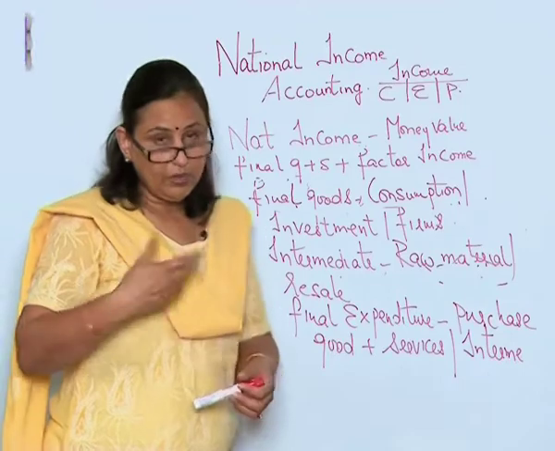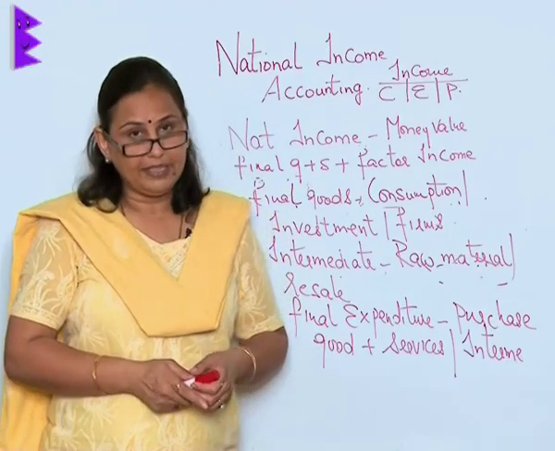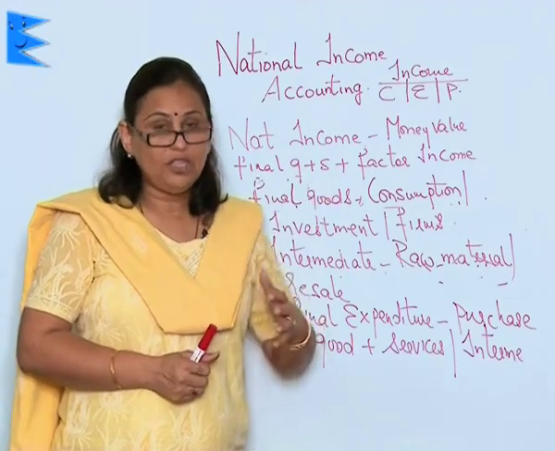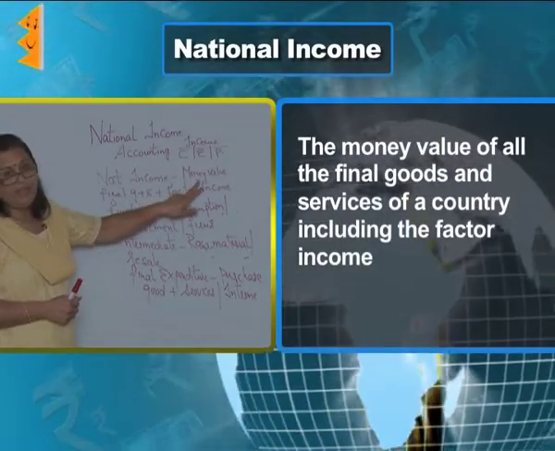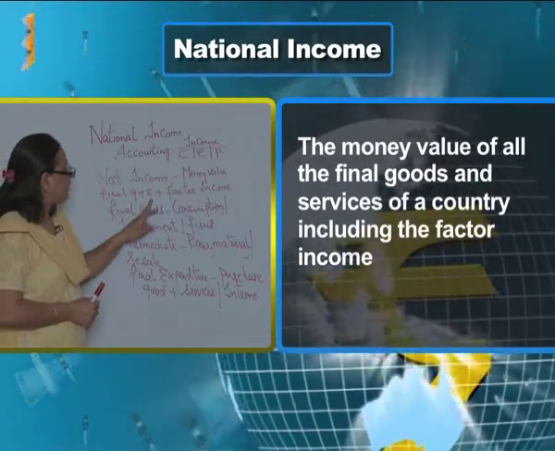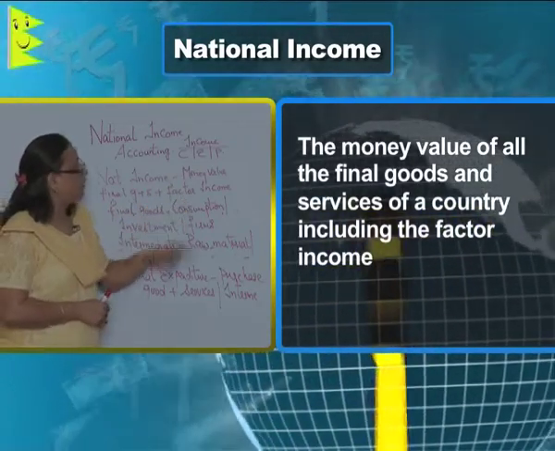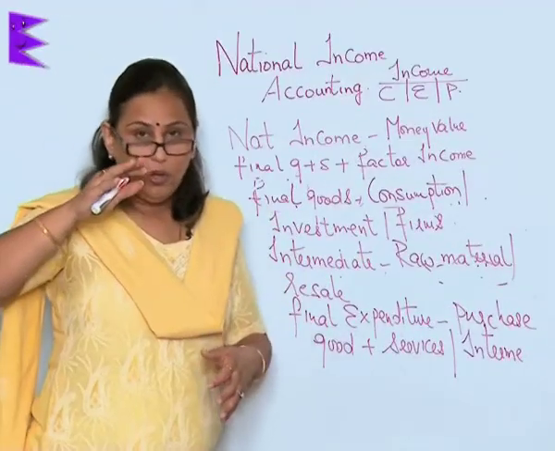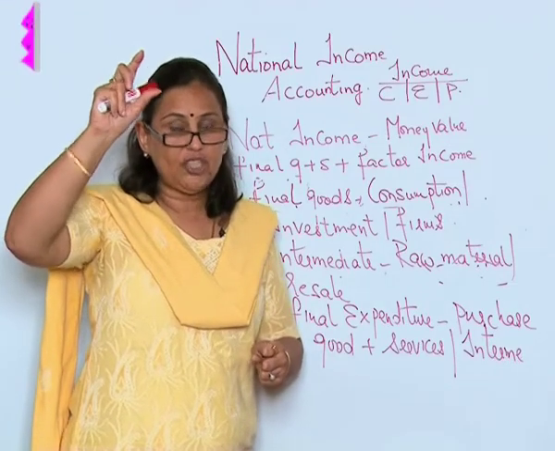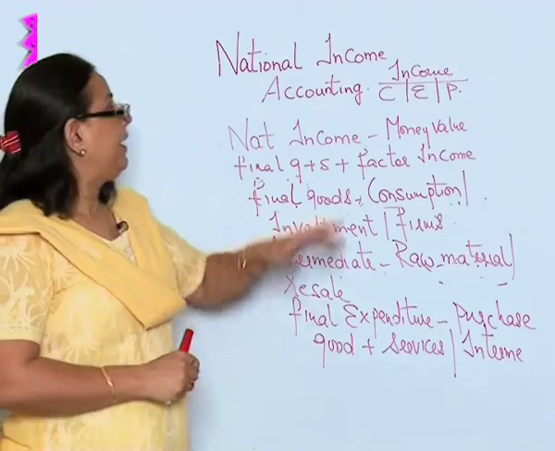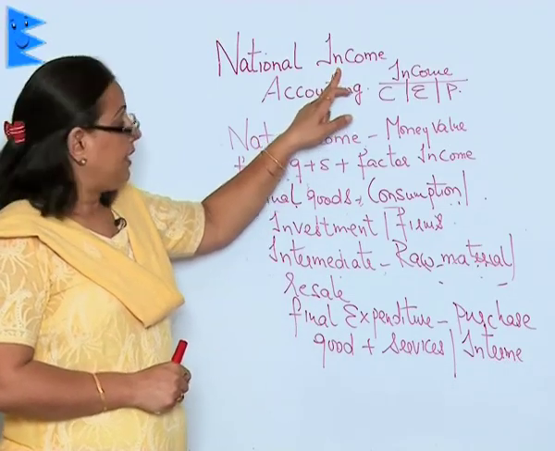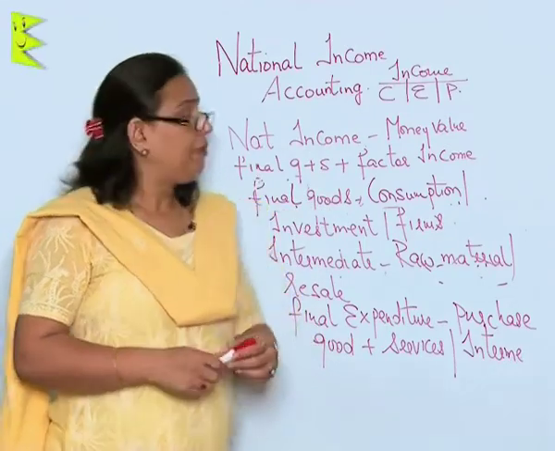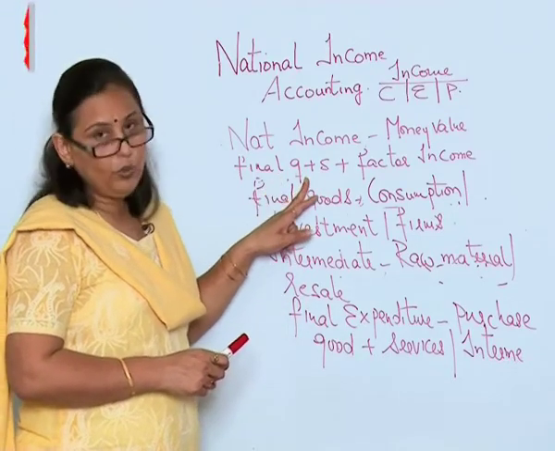But when we talk of it in a broader sense and ask ourselves what is national income, then national income is in fact the money value of all the final goods and services of a country, including the factor income. So once again, all the goods and services which have reached the final stage are calculated in the national income. And there are various kinds of goods and services which we must understand before we understand the term final goods and services.